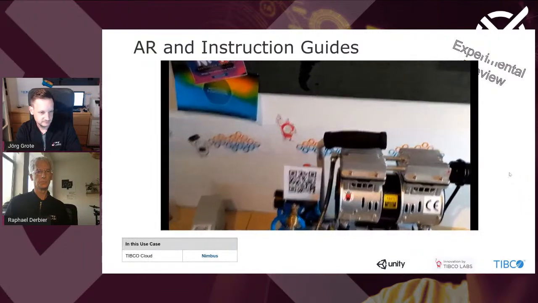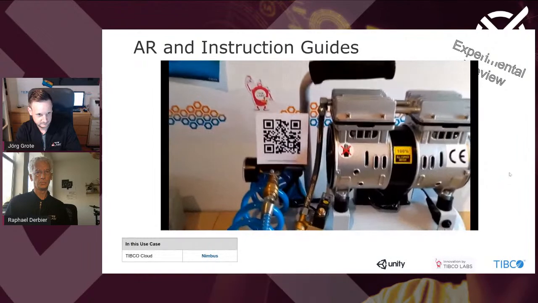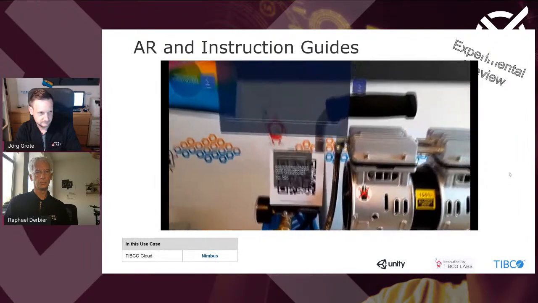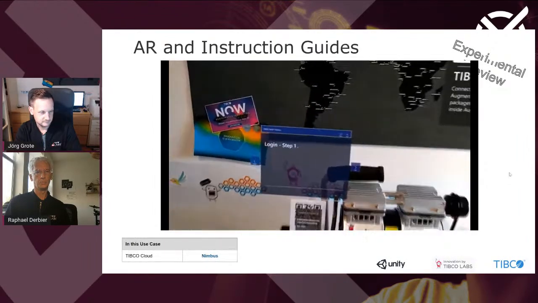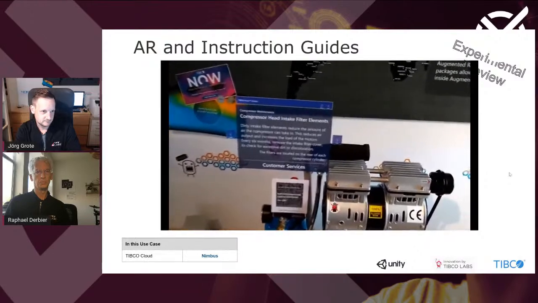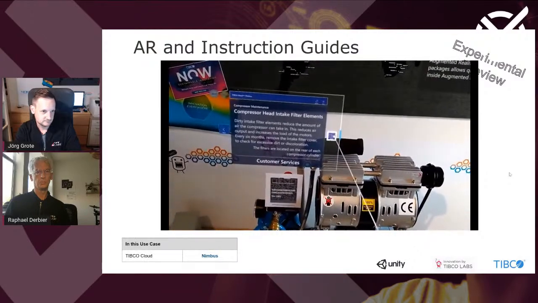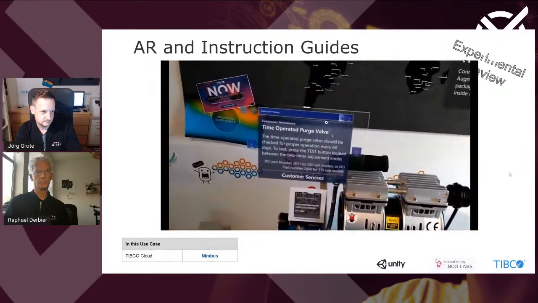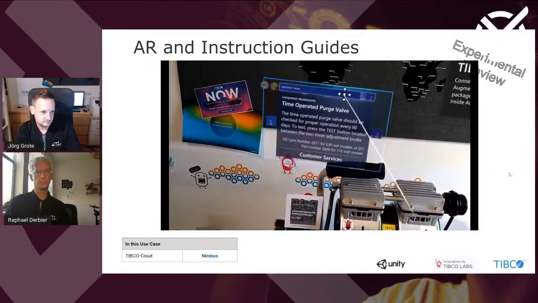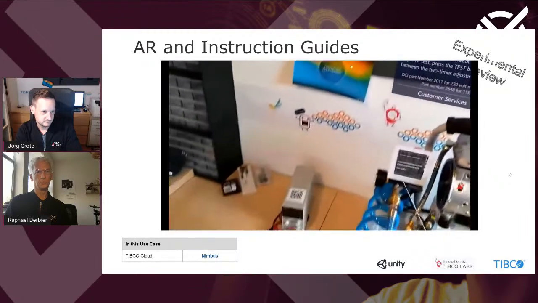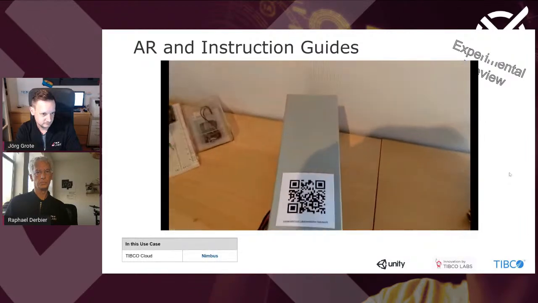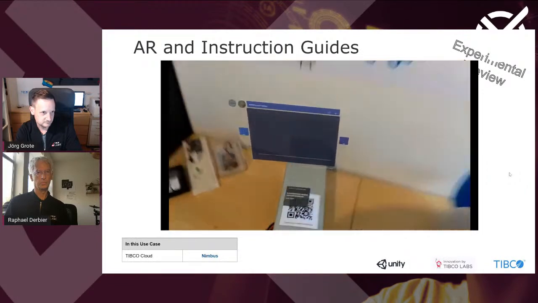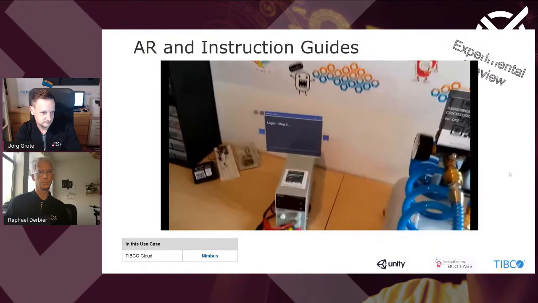Here, for example, we have a QR code placed next to a machine, and if you look at it with HoloLens, you see directly this inspection guide. It's directly loaded from Nimbus Cloud, and you can walk through the different activities. You can place the window next to it a little bit higher if you want. And we have also other QR codes where you can see other Nimbus maps directly loaded into it.